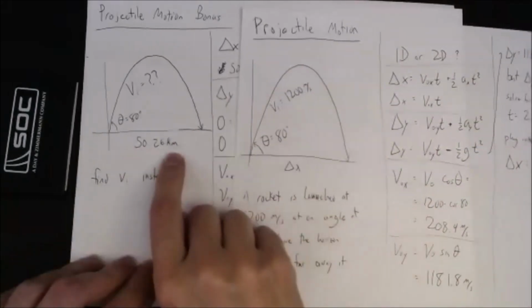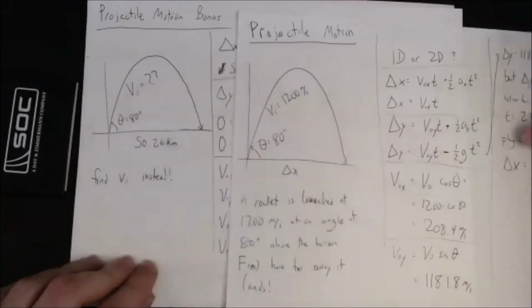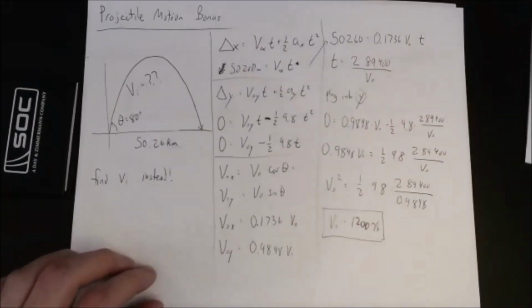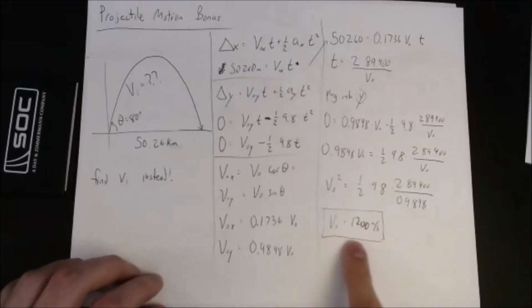Well, what if you have delta x and angle but need to find initial velocity? Can you do that? The answer is yes. It takes about that much math, and it gives you the exact same answer that you had before.